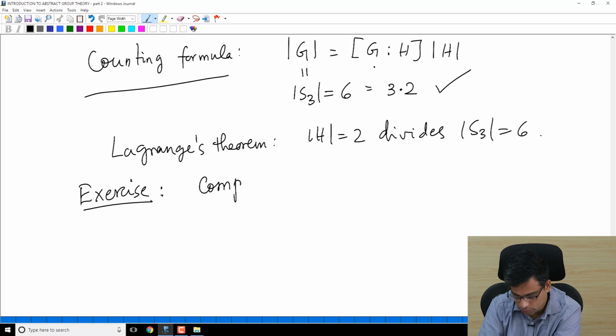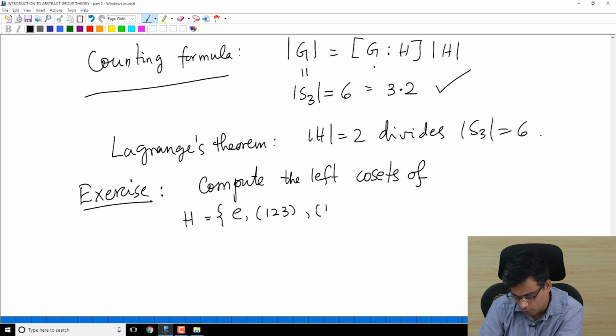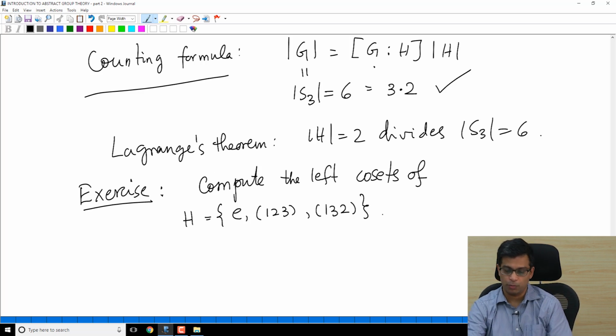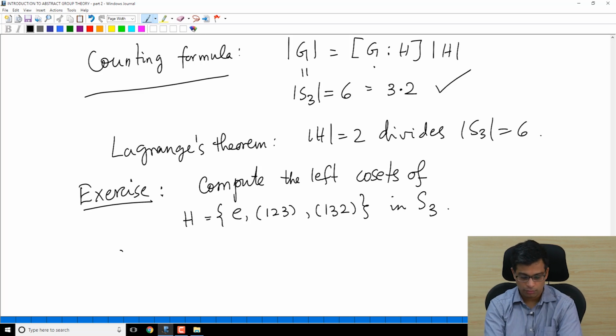Compute the left cosets of H. The new subgroup I take is H equal to {E, (1 2 3), (1 3 2)}. So first of all, verify that this is a subgroup and compute its cosets in S3. The counting formula tells you how many you expect.